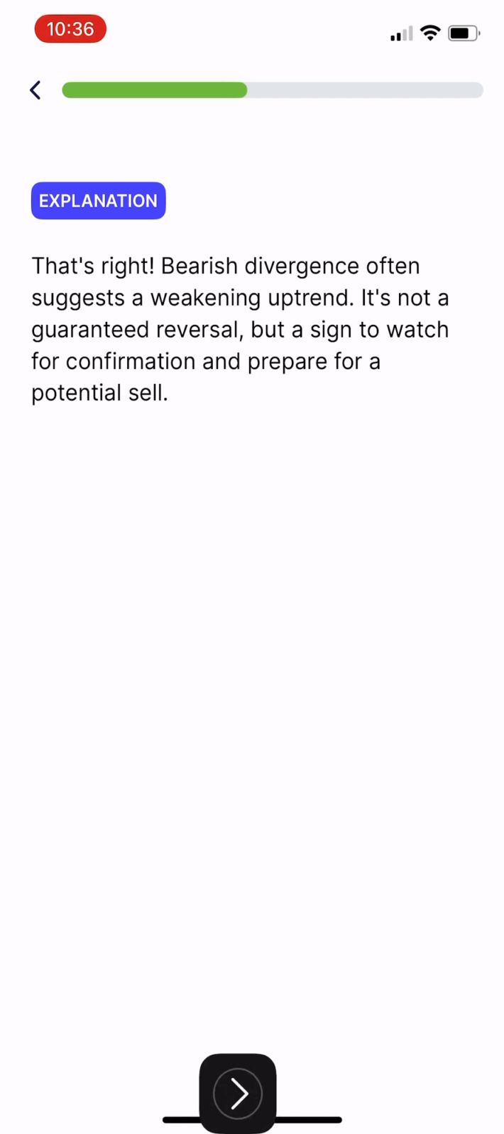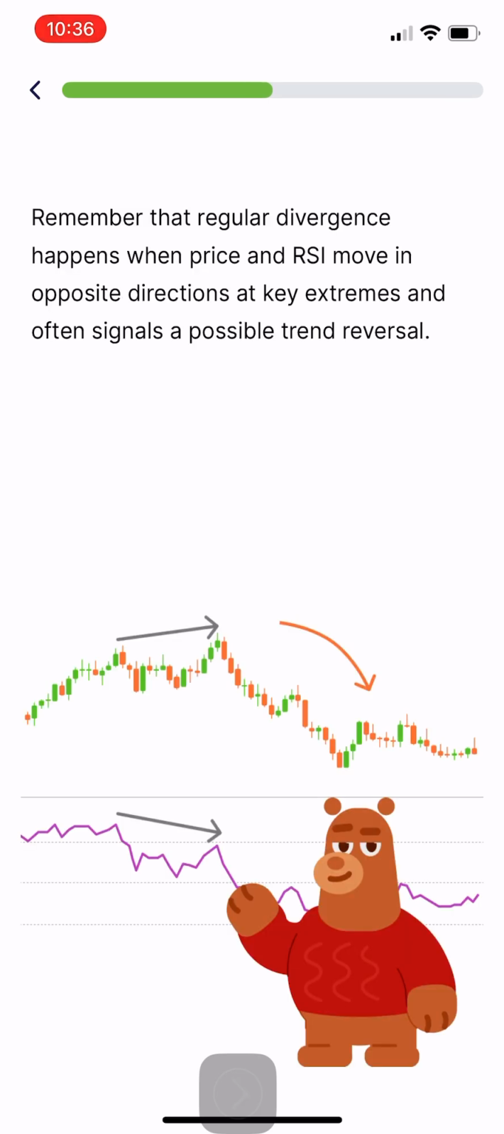Explanation: that's right. Bearish divergence often suggests a weakening uptrend. It's not a guaranteed reversal, but a sign to watch for confirmation and prepare for a potential sell. Remember that regular divergence happens when price and RSI move in opposite directions at key extremes and often signals a possible trend reversal.